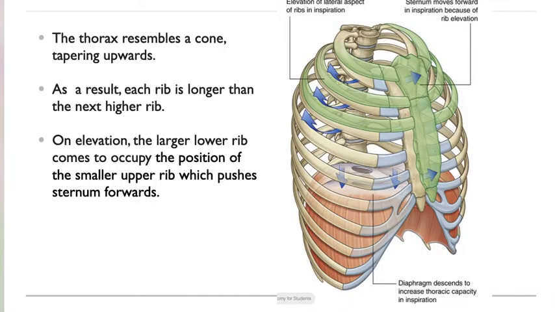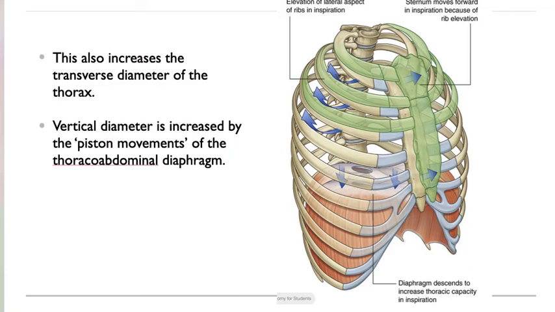Now, the thorax basically, as you can see, resembles a cone, tapering upwards. As a result, each rib is longer than the next higher rib. Okay, this is longer than this is longer than this. So, on elevation, the lower larger rib comes to occupy the position of the smaller upper rib, which is pushing the sternum forward. You can see the lower rib comes up and is also pushing the sternum forward. This also increases the transverse diameter of the thorax. The vertical diameter is increased by piston movement of the thoraco-abdominal diaphragm, as you have seen previously.